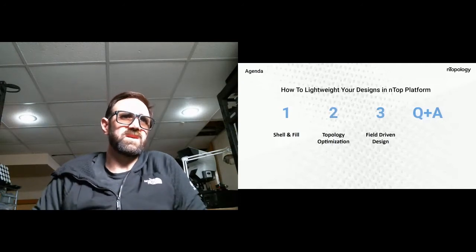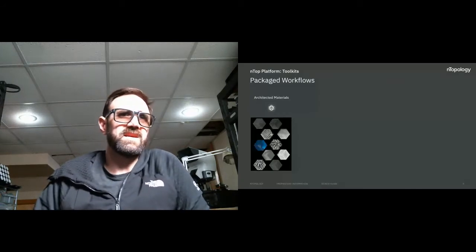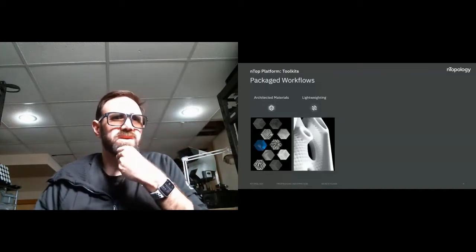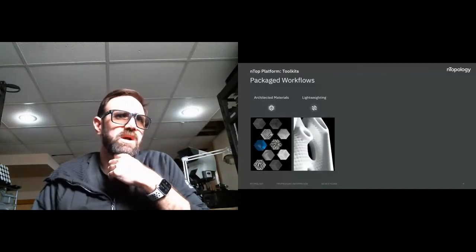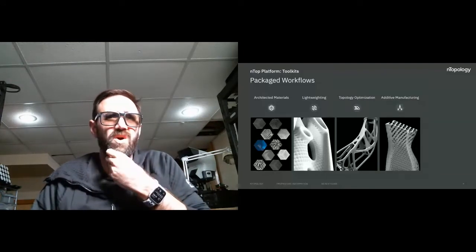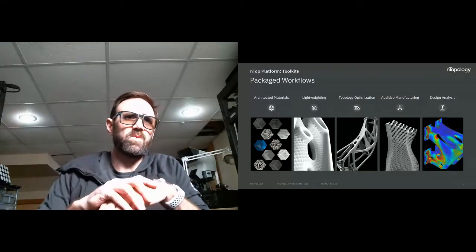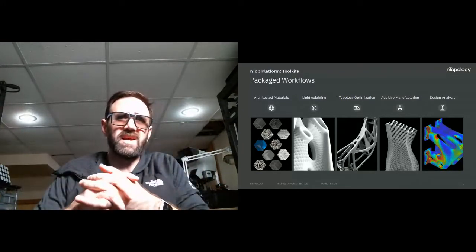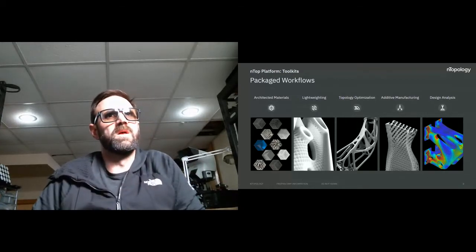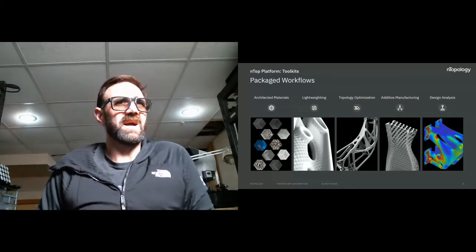So previously we talked about our software platform and having packaged workflows. The idea is that we've taken some of these techniques and approaches, whether it's architected materials, where we're custom tailoring periodic geometry, whether we're just lightweighting, whether it's topology optimization, or using advanced additive manufacturing, or even the FEA. We're using all of these prepackaged workflows to help make our users more proficient. An example of that would be a hydraulic manifold.